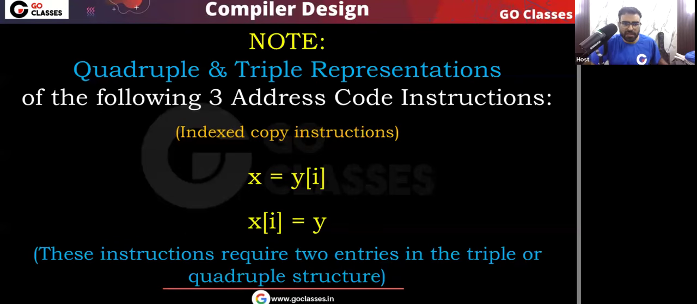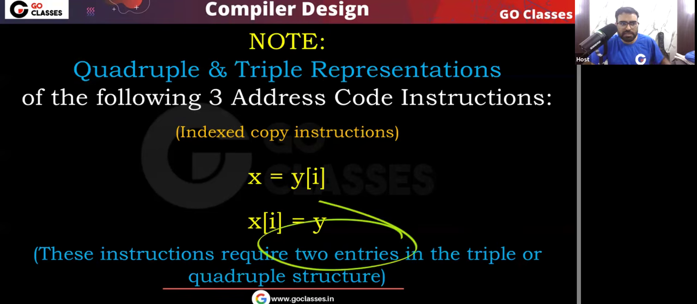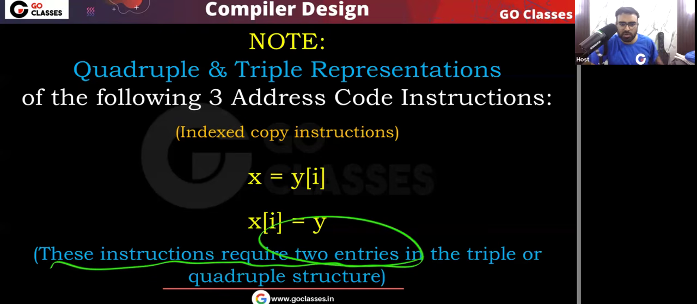So let's see that. Let me tell you that these instructions require two entries in the triple structure, also in the quadruple structure. So remember, to store this instruction or this instruction in the quadruple or triple representations, you need two entries. Okay, is this clear? So you can notice that these instructions require two entries in the triple or quadruple structure. It will become very clear.